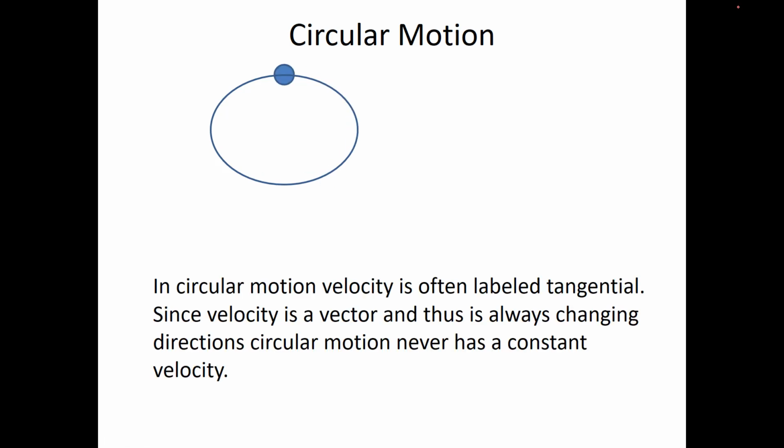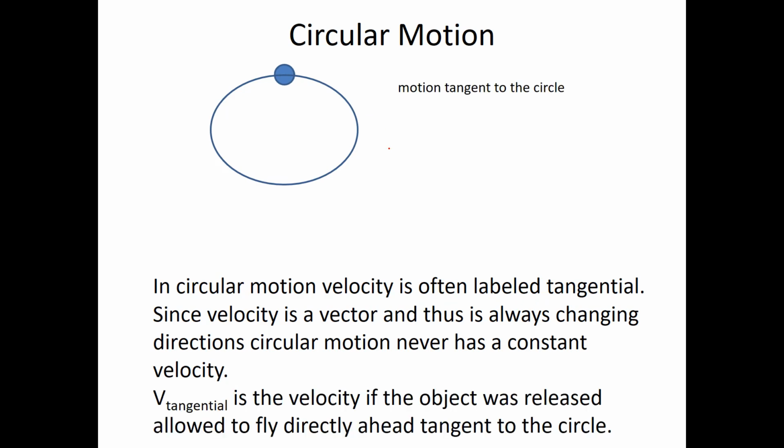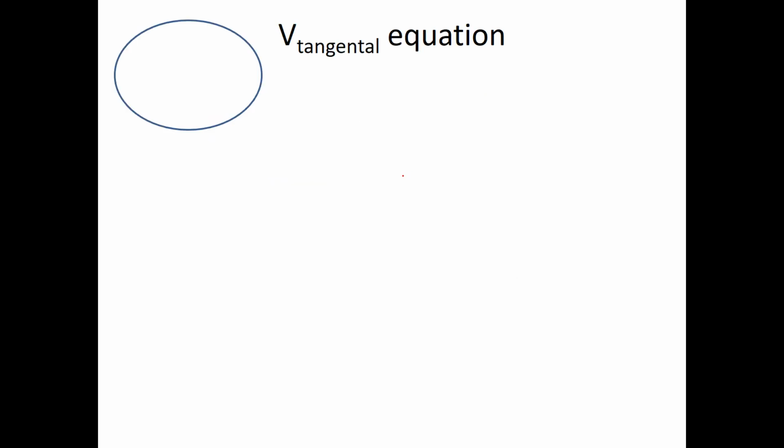Okay, and then I'm kind of repeating myself. This was a PowerPoint I made three years ago, so I didn't remember everything I stated in it. But circular motion velocity is often labeled tangential, and once again, that's the direction the object would want to go if it was released, but it's not going to.